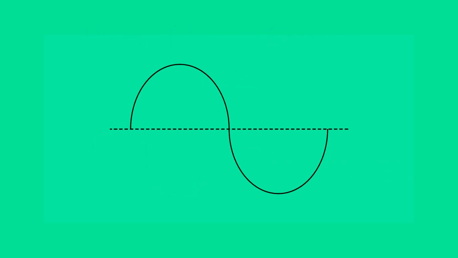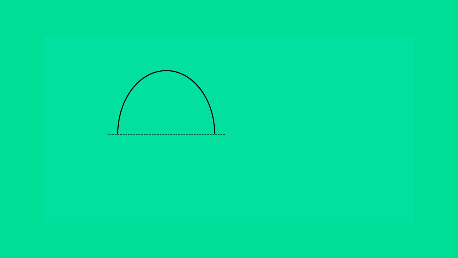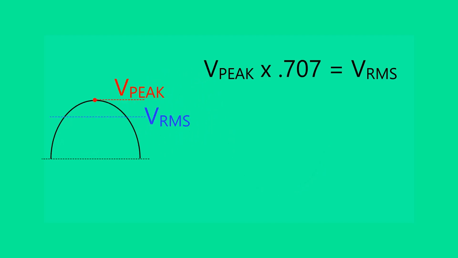To identify the relationship between the peak voltage value and the RMS voltage value, half of the sine wave will be examined. Since the RMS value is an electrical average, the RMS value will always be less than the peak voltage value. Notice in the example shown here that the RMS value is less than the peak value. An RMS value can be determined when the peak value is known. The peak value is multiplied by 0.707 to solve for an RMS value.